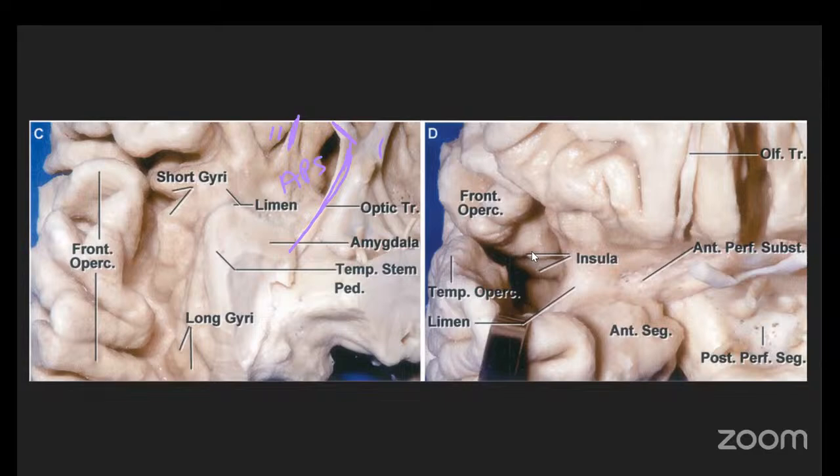The uncus has been peeled off here. So what do you see? You are going to see the amygdala. The uncus was somewhere here. And what is this structure? Cerebral peduncle. It's not labeled, but it's very visible. This is the peduncle here. The uncus has been peeled away. You see the amygdala, and you also see the limen insulae.